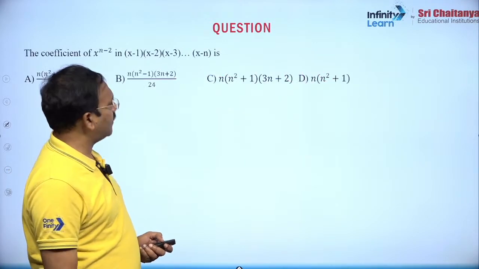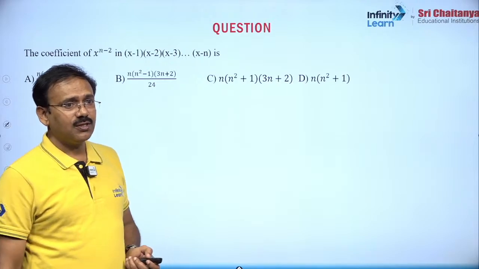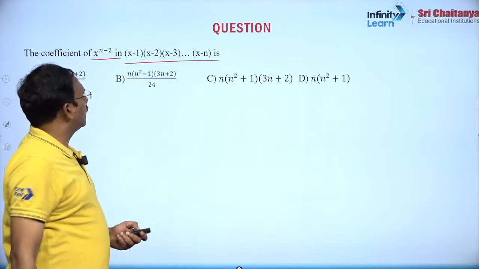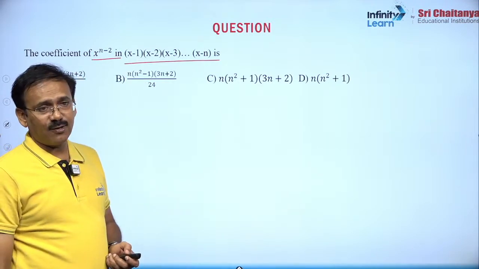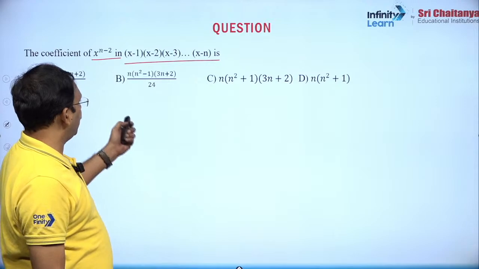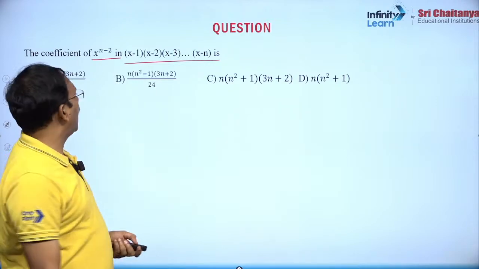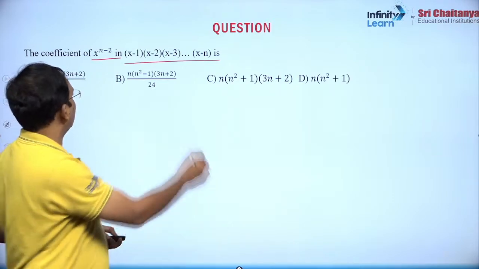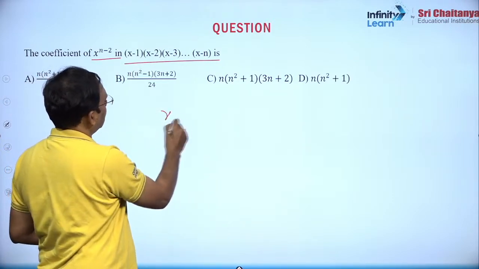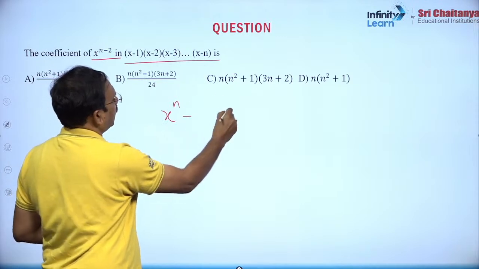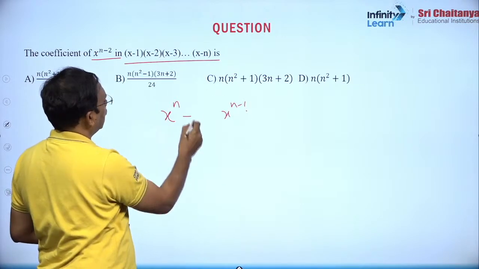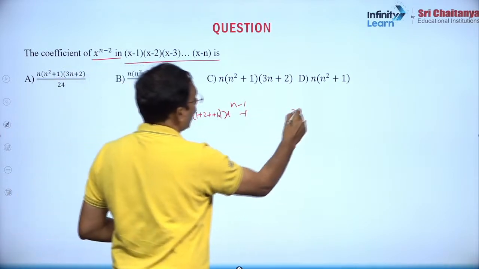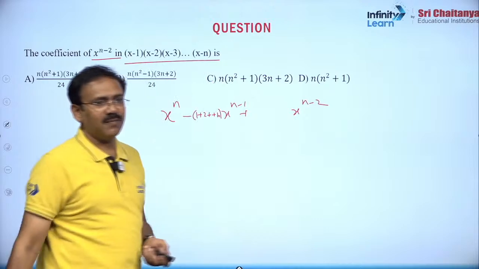Next, this is a sigma related question. So x power in this product, it is a double sigma related question, my dear friends. Of course, by putting n equal to 1, 2, we can find how to find the x power n minus 2 coefficient. You can take, my dear friends, the x power n minus 1 coefficient is simple, the sum of all the roots, 1 plus 2 plus up to n. But how to find the x power n minus 2 coefficient, my dear friends?